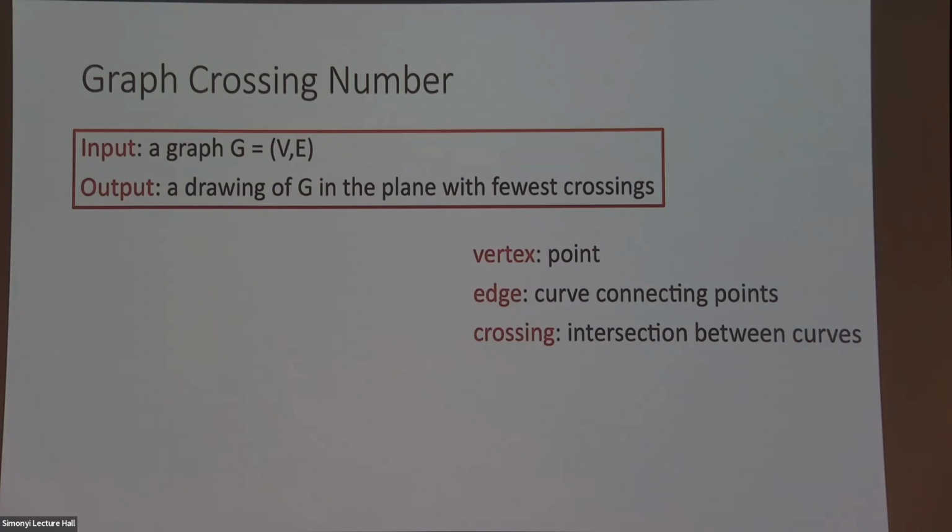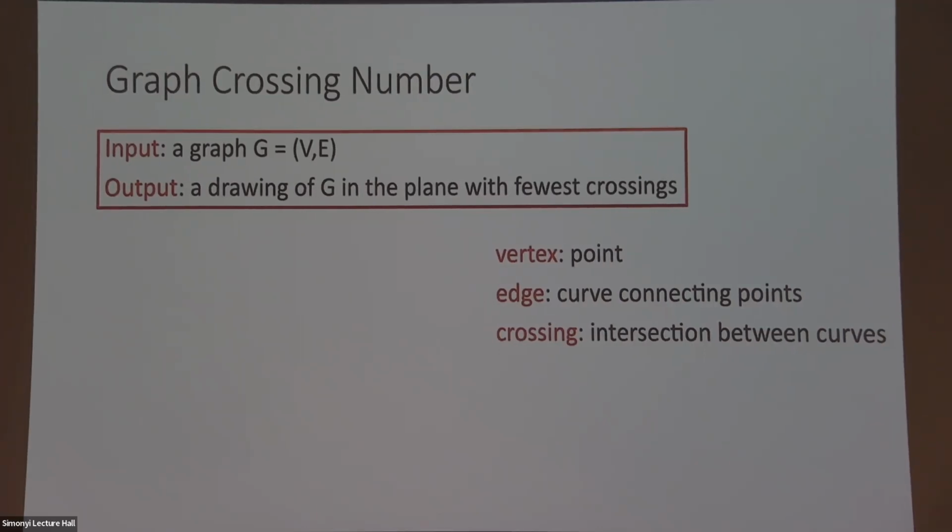Okay, so what is a drawing of the graph? A drawing is simply what you can imagine. It's simply a mapping, formally, that maps vertices into points and maps edges as curves that connect corresponding endpoints. So this is basically a mapping. And the crossing in this drawing is basically an intersection between two curves.